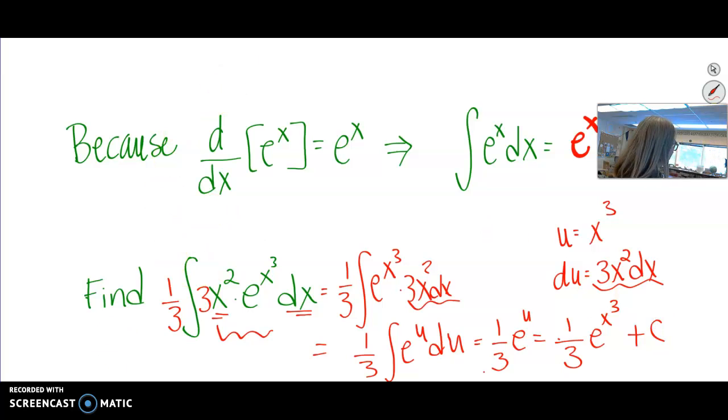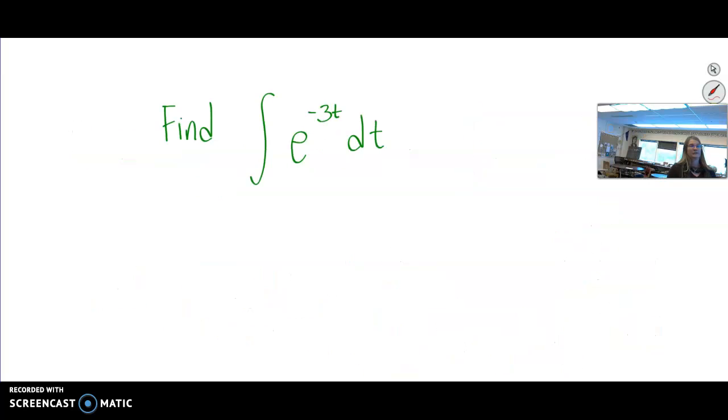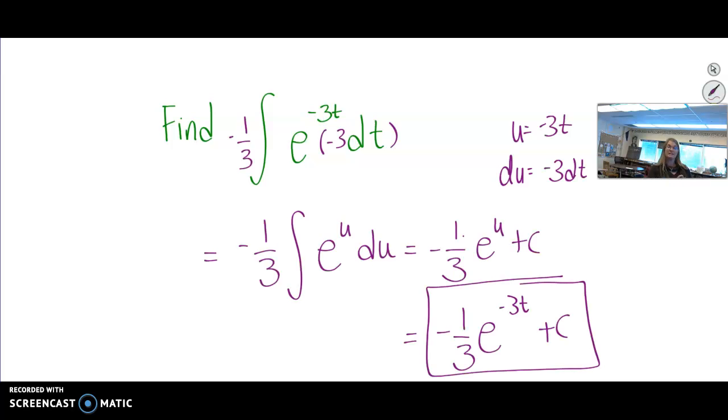Okay, I want you to try to do this problem on your own and then come back and check your work. You should get -1/3 e to the -3t. If you didn't, bring your question.